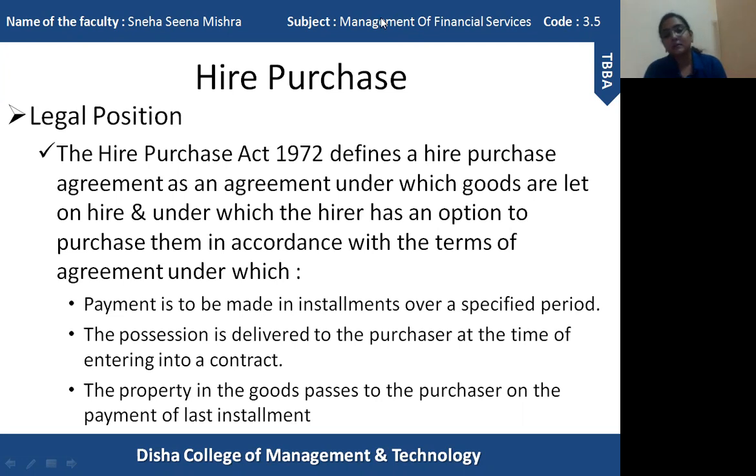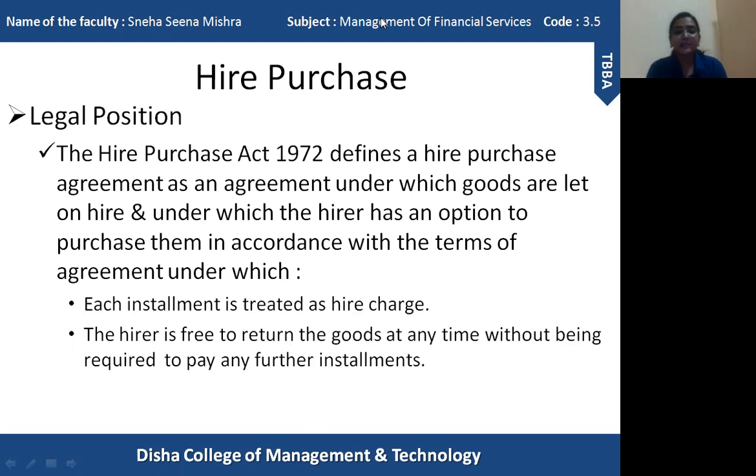This means the ownership of the property passes to the purchaser, to the buyer, only after the payment of the last installment. Clear? The next one says that each installment is treated as hire charges, which I already explained in the features. So even if the purchaser fails to pay any installment, the possession will be taken back by the seller, considering all the paid installments as hire charges.